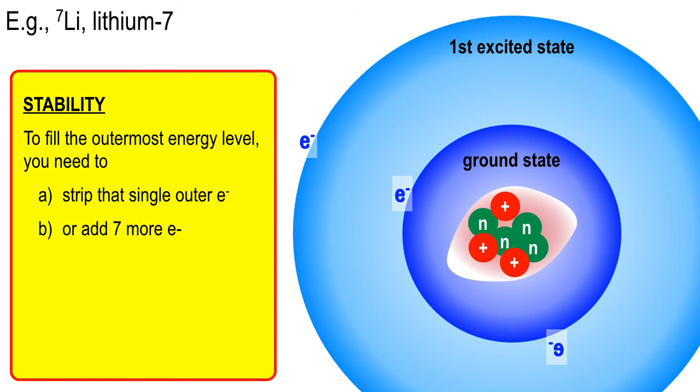Or you could add 7 more. So if you could ionize a lithium to lithium minus 7, 7x. Oh boy. Hold on a second.